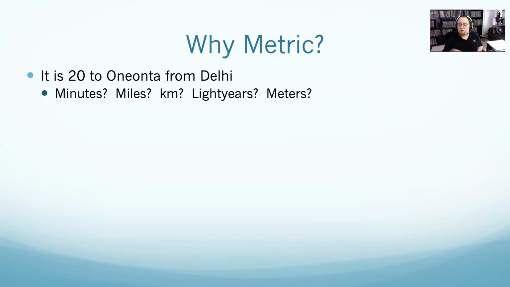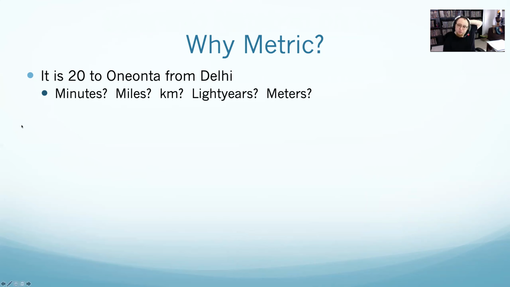When you give a number, you always have to include units, because if there's no units, you can't interpret the number. Saying there's 20 from Oneonta to Delhi doesn't make sense until you include it's 20 miles to Delhi.